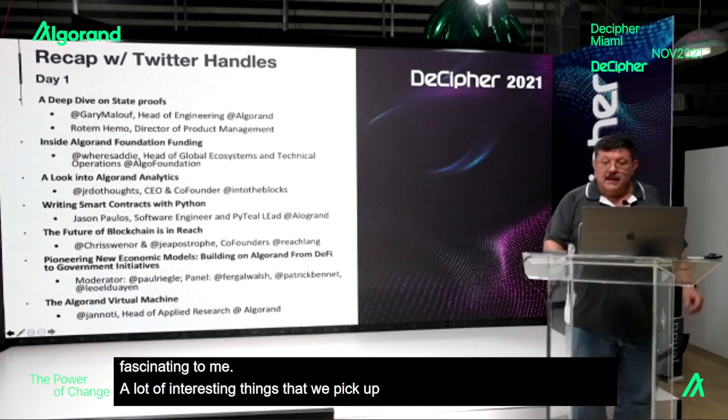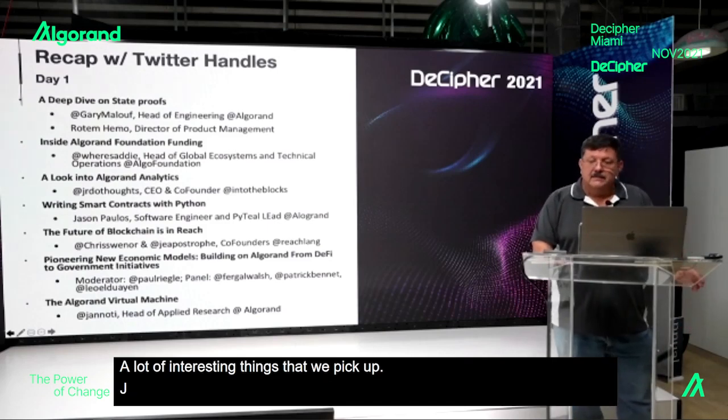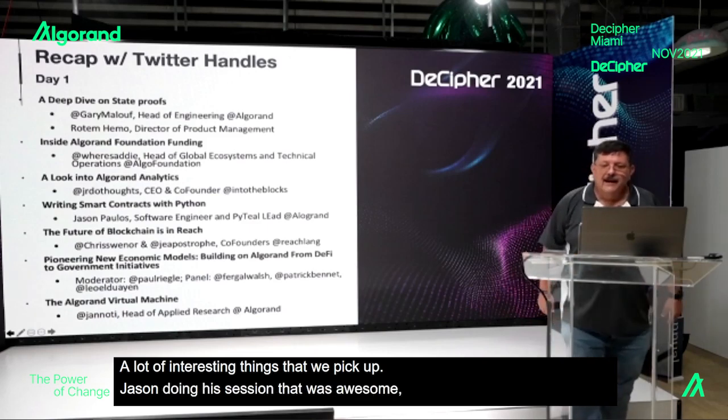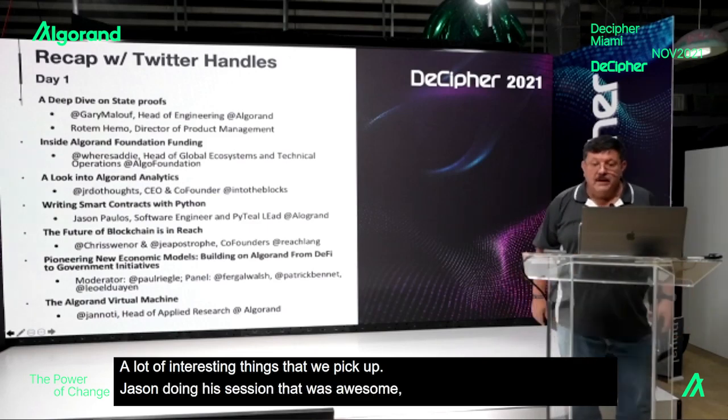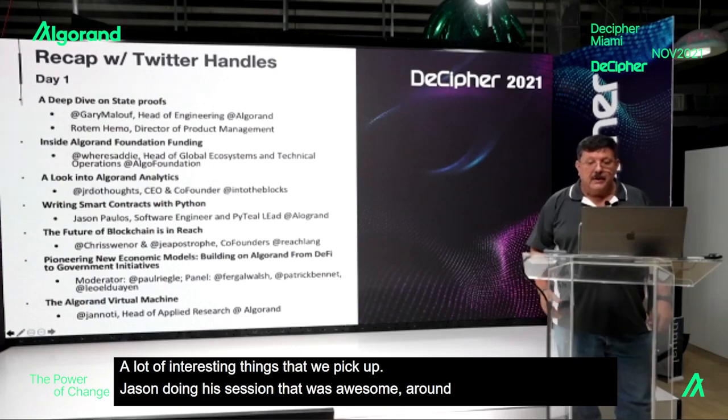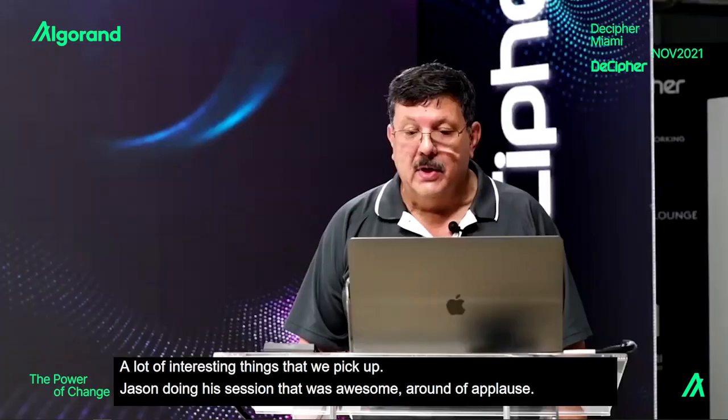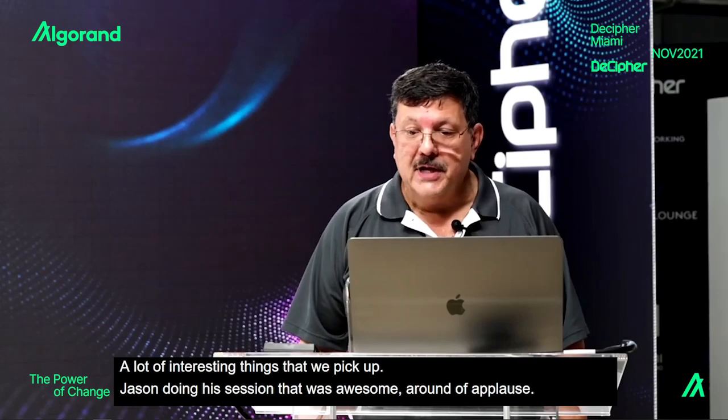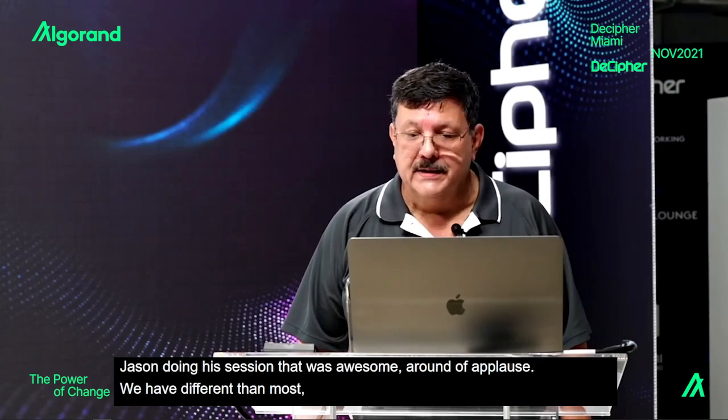Then we had Jason up doing his PyTeal session. It was just awesome. Give him a round of applause. He's sitting right over there. We went over some of the AVM 1.0 features, including logging, opcode pooling, and inner transactions in his demos. He also talked about the auction demo. It's up on the dev portal itself.